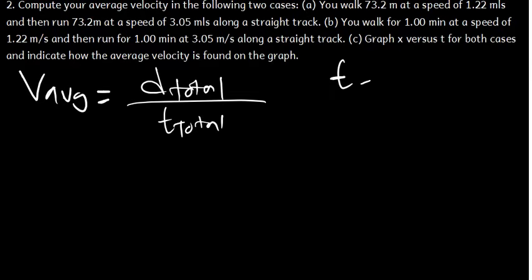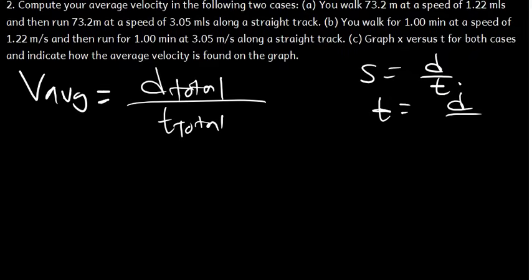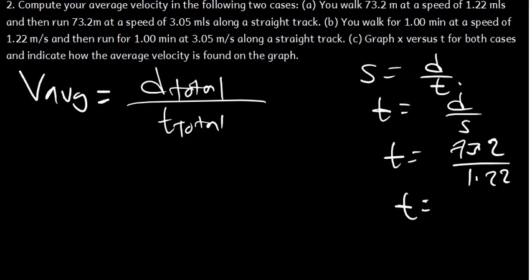For the first case, we know that speed is given by distance divided by time, meaning that the time is going to be the distance divided by speed. So the first case, the distance is 73.2, the speed is 1.22, meaning that the time in the first case is going to be 73.2 divided by 1.22. So this is giving me 60. So in the first case we have t equal to 60.